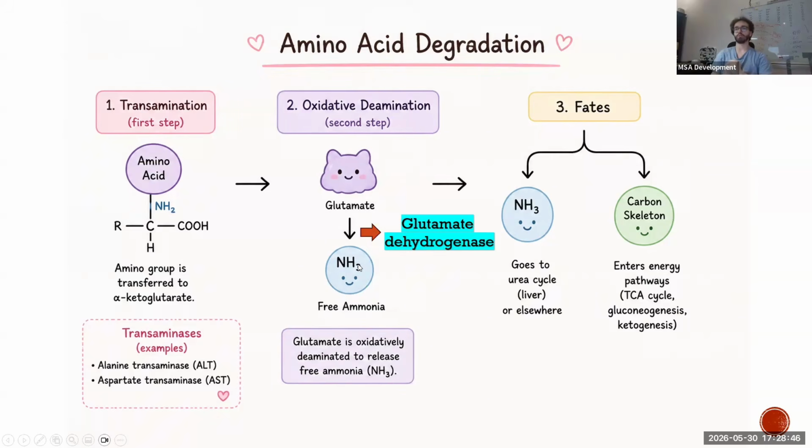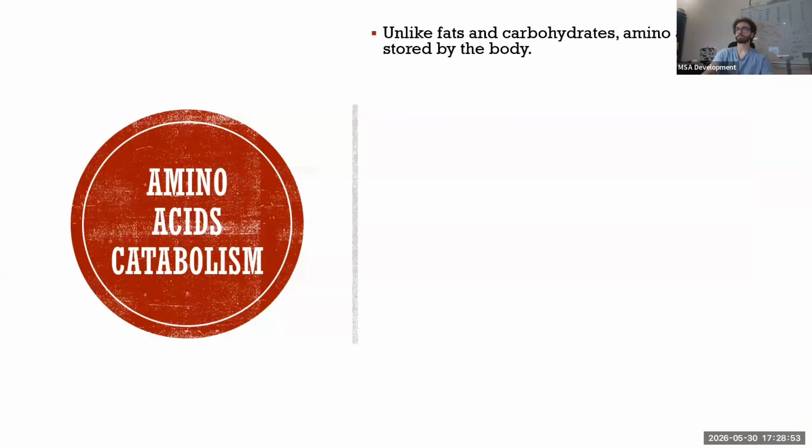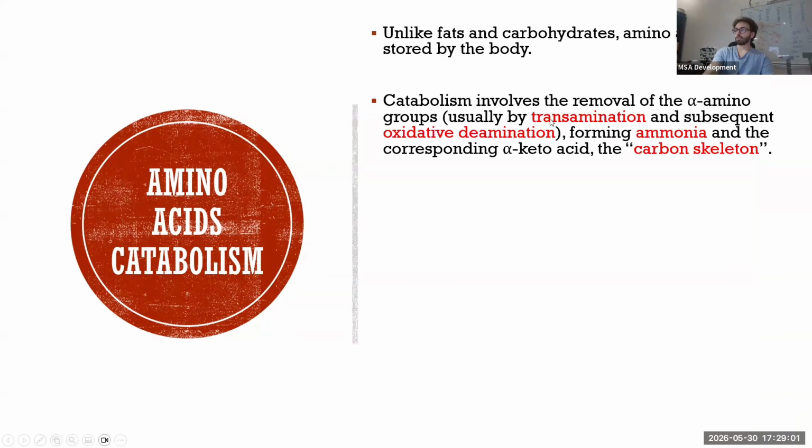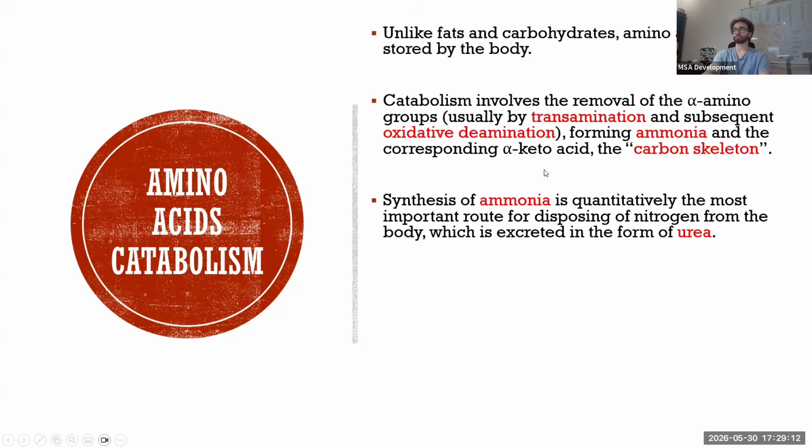That's about the amino. The rest of the amino acid without the amino group is the carbon skeleton, which will go into energy pathways. So amino acid catabolism, unlike fats and carbohydrates, amino acids can't be stored in the body. They have to be broken down. So catabolism involves removal of the alpha amino group, which is transamination, then oxidative deamination, which forms two things, the ammonia and the alpha keto acid, which is the carbon skeleton.